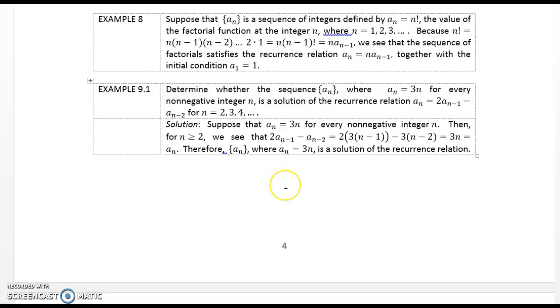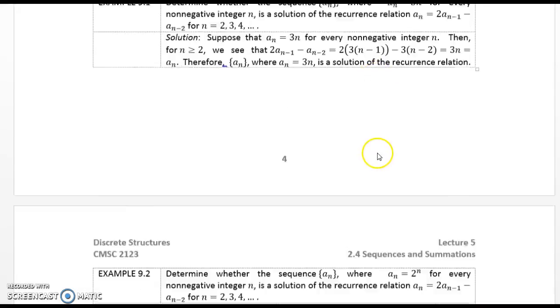Then for n greater than or equal to 2, we see that 2a_{n-1} - a_{n-2} is equal to 2 times 3(n-1) minus 3(n-2), which is equal to 3n, which is equal to a_n. Therefore, a_n, where a_n = 3n, is a solution of the recurrence relation.